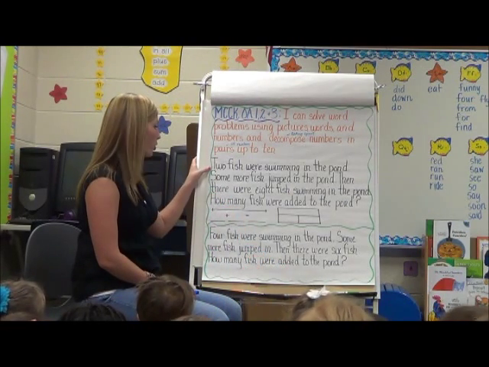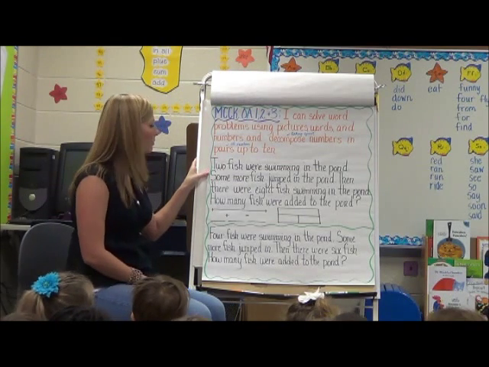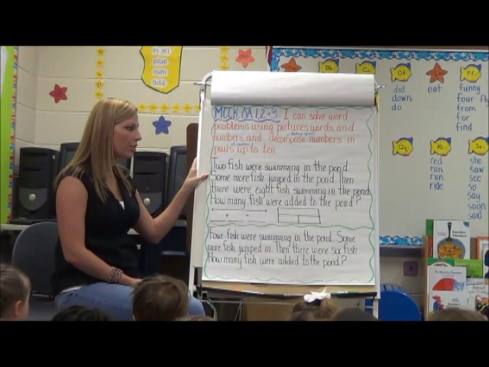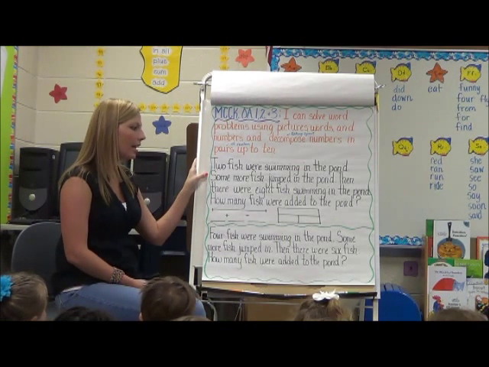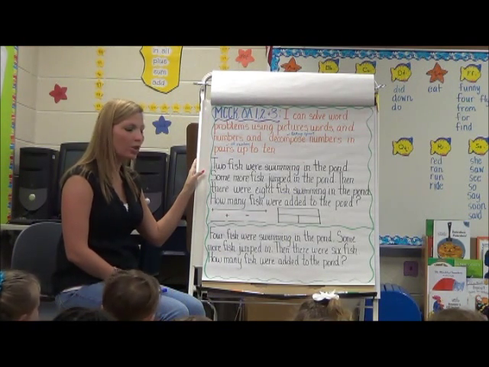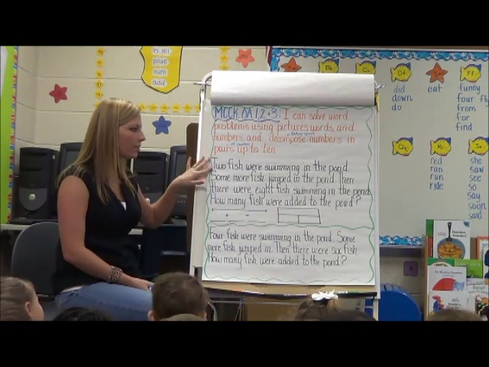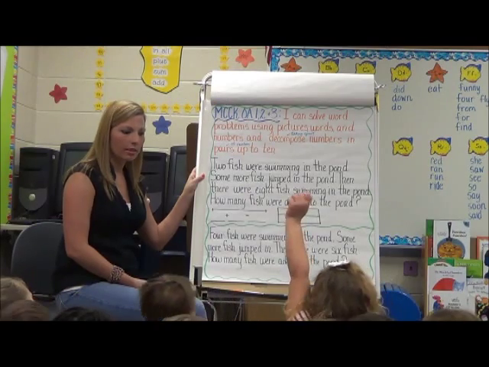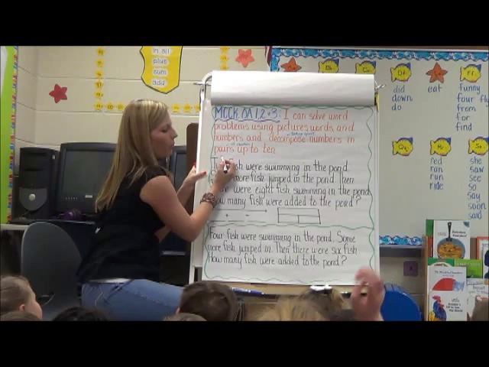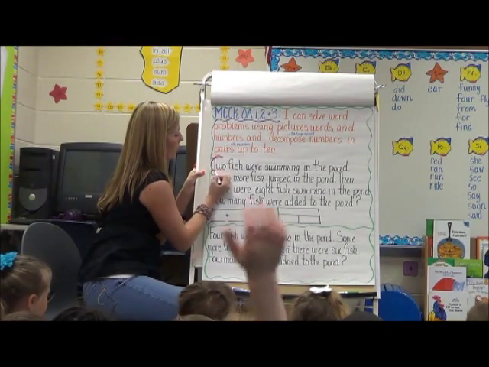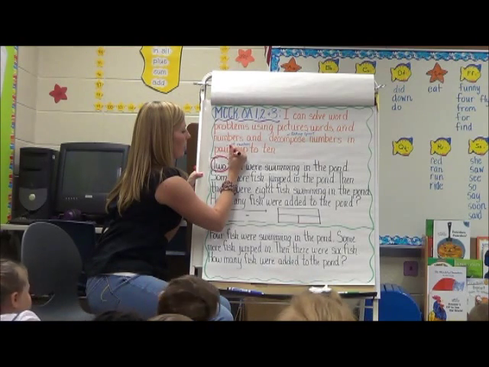Let me read your story sentence. 2 fish were swimming in the pond. Some more fish jumped into the pond. Then there were 8 fish swimming in the pond. How many fish were added to the pond? What do I need to do to this story sentence? Lainey? All right, when we put that number beside it, what's another word that we use? Labeling.